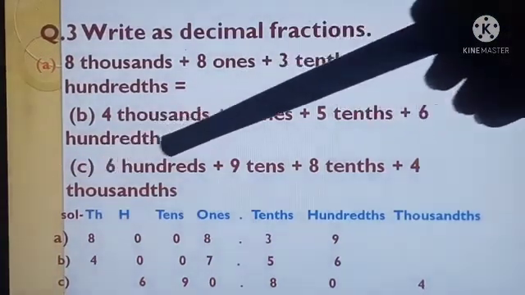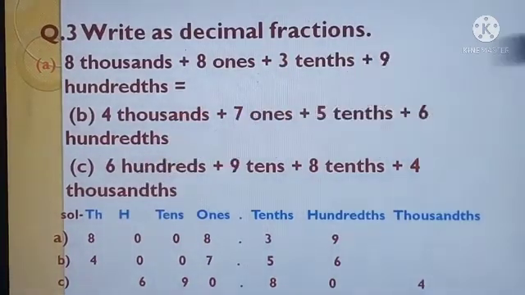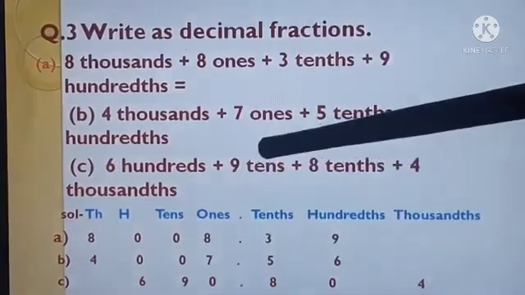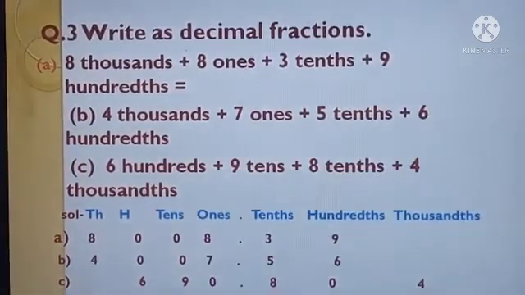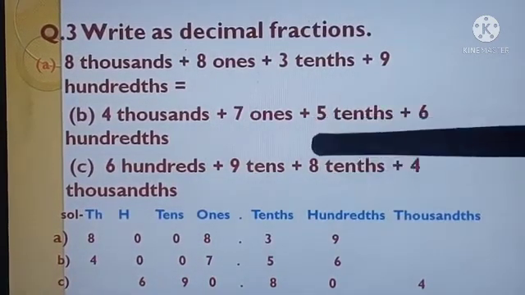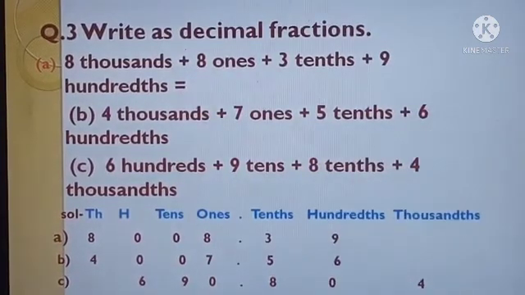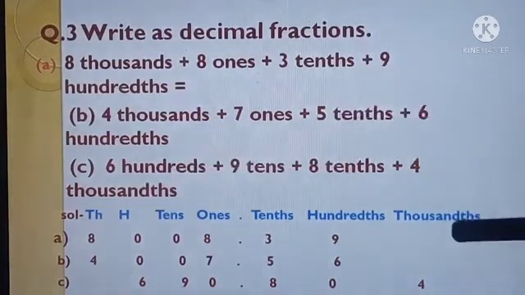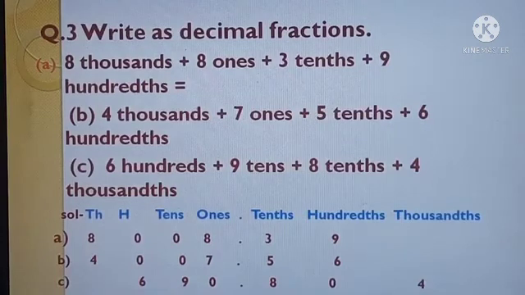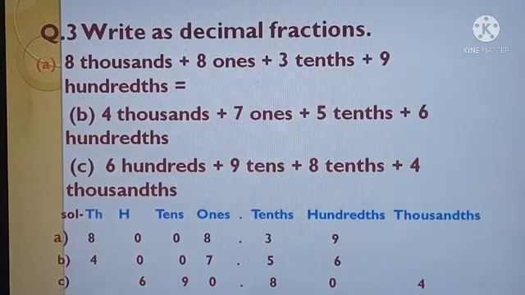C part, 6 hundreds plus 9 tens plus 8 tenths plus 4 thousandths. 600. So below 100 we will write down 6. 9 tens. Below tens we will write down 9. And for ones place nothing is there, so we will write down 0. Then 8 tenth. Below 10th 8. 4 thousandths. 1000th is here, so below 1000 we will write down 4, and below 100th 0. So 690 decimal 804.